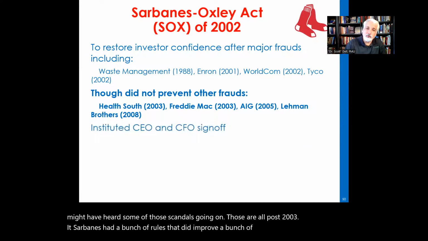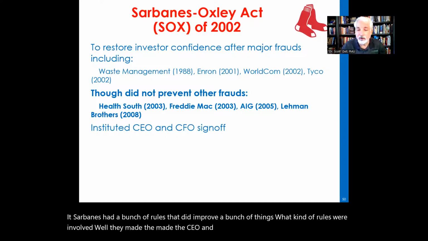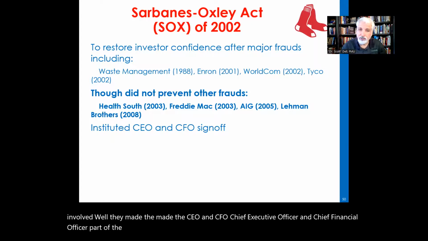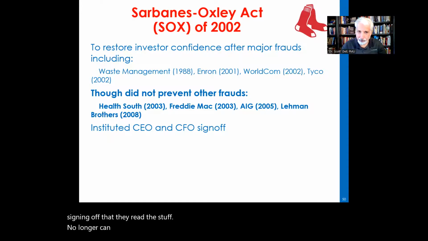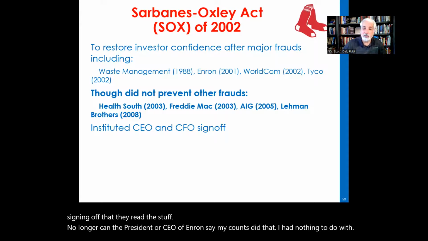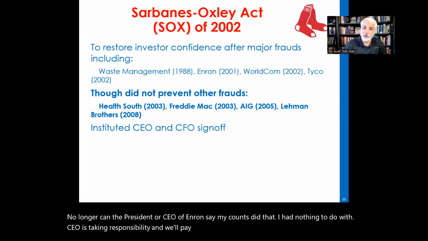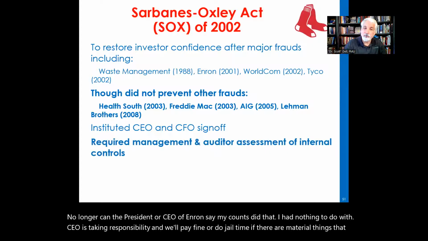What kind of rules were involved? Well, they made the CEO and CFO, Chief Executive Officer and Chief Financial Officer, part of the C-suite, the chief suite, sign off and take responsibility. They're signing off that they read the stuff. No longer can the president or CEO of Enron say, oh, my accountants did that. I had nothing to do with it. The CEO is taking responsibility and will pay fines or do jail time if there are material things that are discovered.